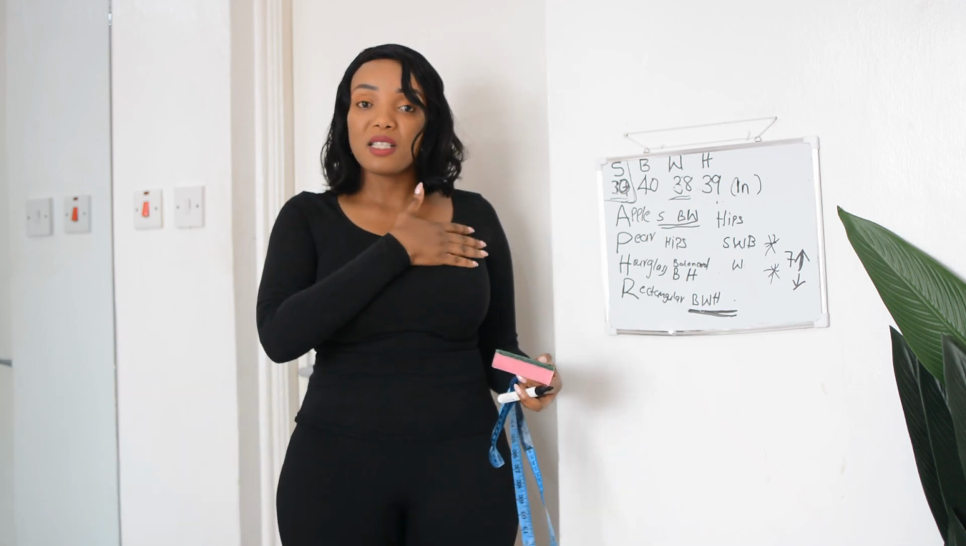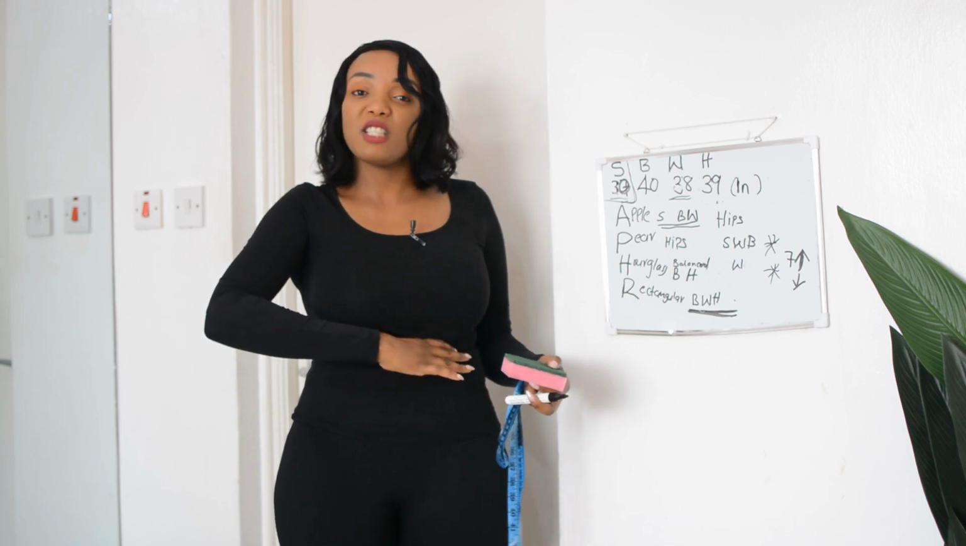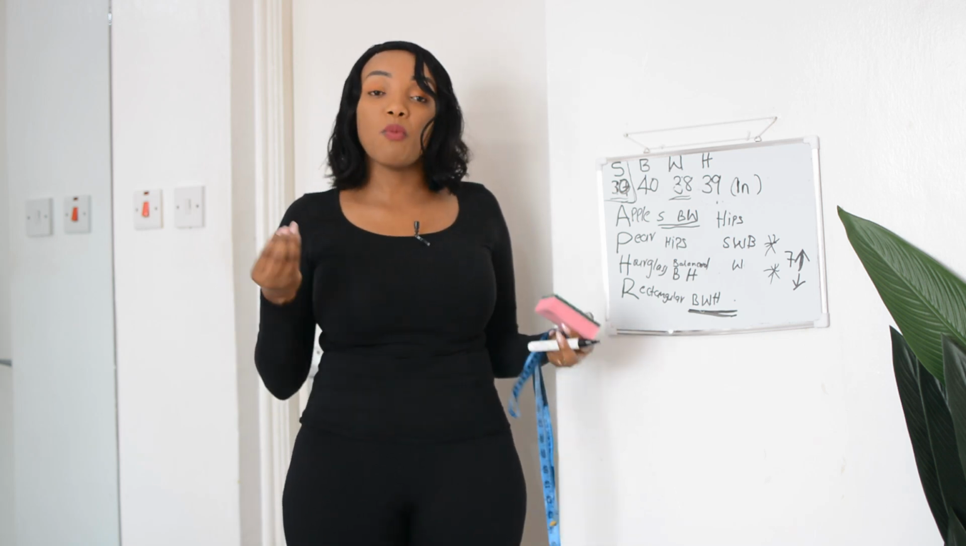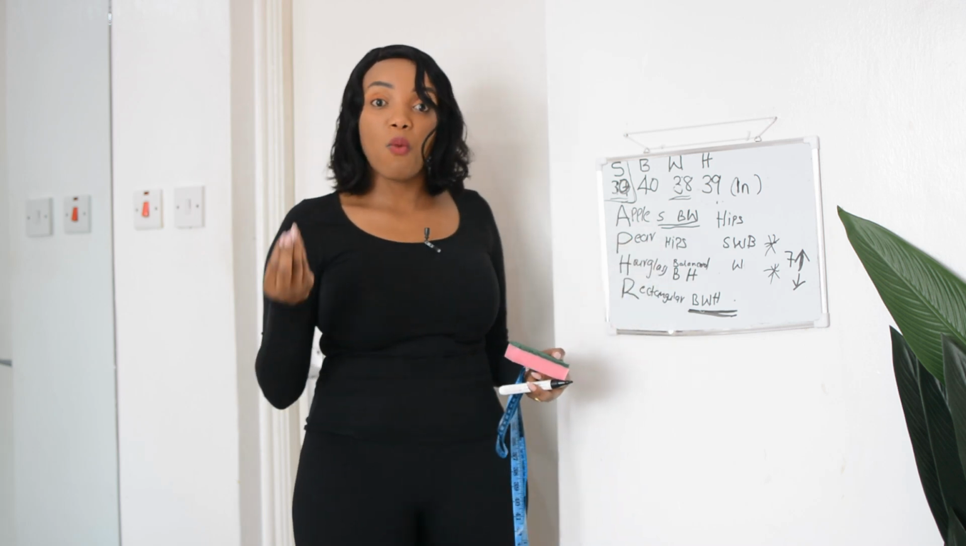Let's say, for example, her hips were 40, then her bust will be 40, and then maybe they will have a waist of 28 or a waist of 26, a very small waist, because again, we said an hourglass is defined by a very small waist.